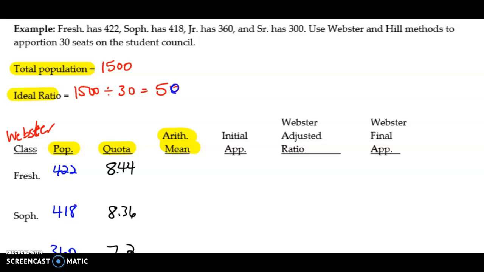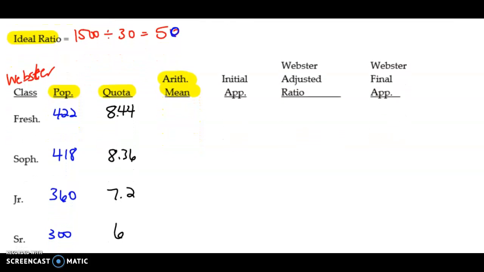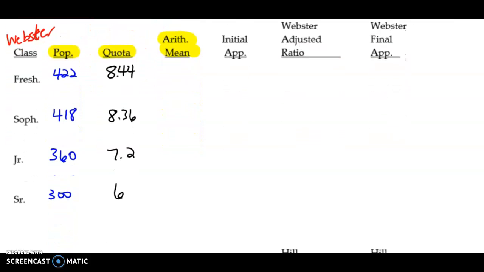Okay, so we should have been able to figure out the total population was 1,500. The ideal ratio was 50. So if I use that ideal ratio to get my quota, we're going to take the population per class, 422, divided by 50. That's how I get my quota, 8.44. 418 divided by 50, 8.36. 360 divided by 50 was 7.2. And 300 divided by 50 was 6.